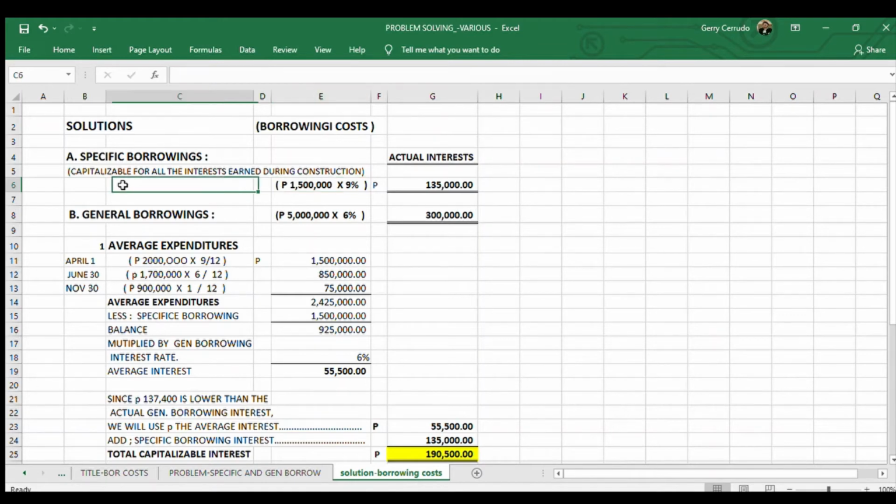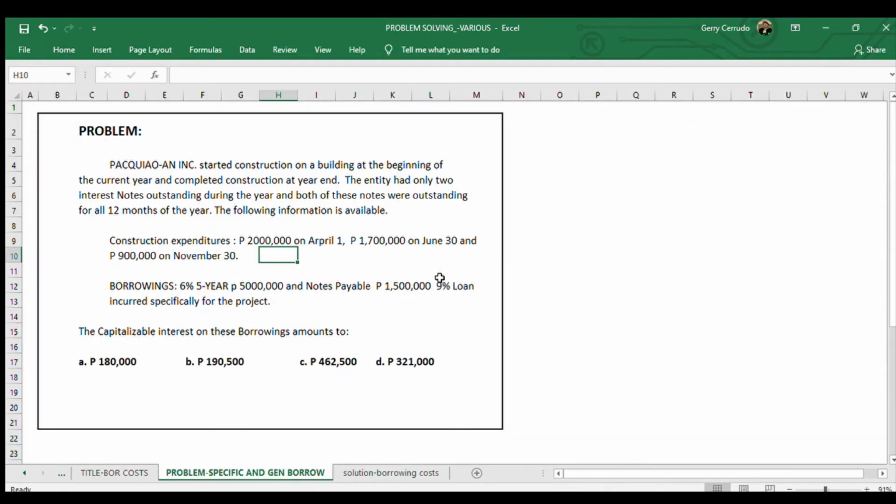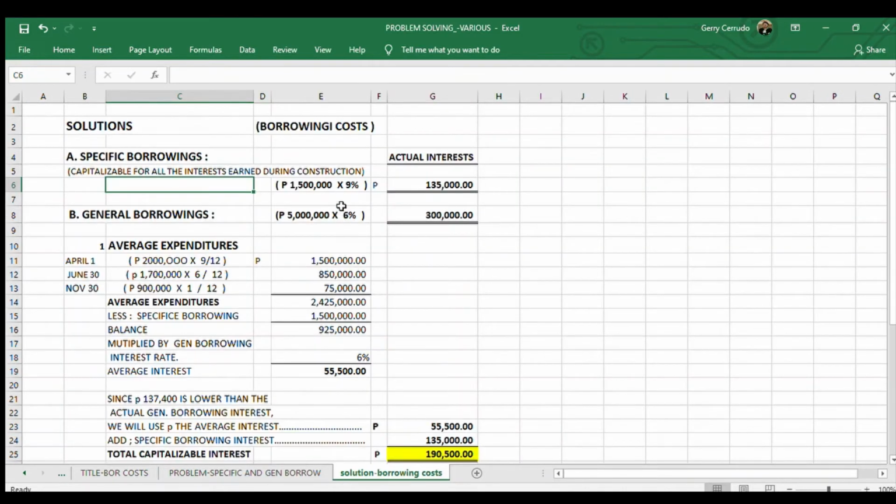So, ano yung binabanggit ditong specific borrowing? As given in the problem, no? Ayan, binigay naman sa problem, sabi yung 1.5 daw ay loan specifically for the project. So, itong 1,500,000, 9% loan ay para sa project talaga. Okay. So, no problem tayo dyan. So, 1,500,000 times 9%, 135,000.